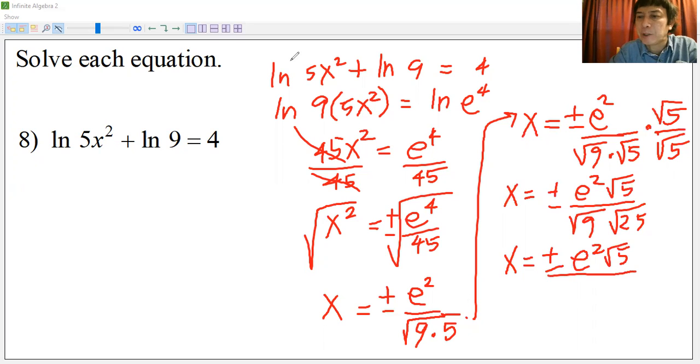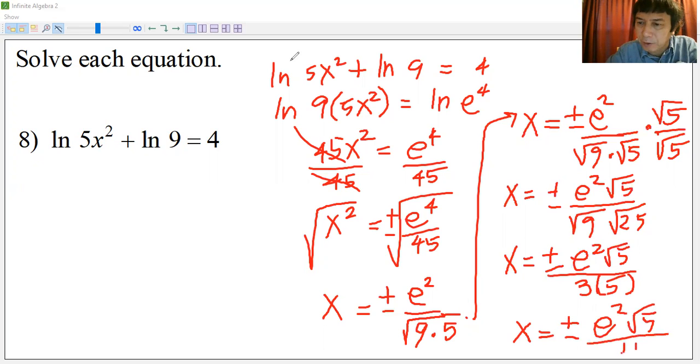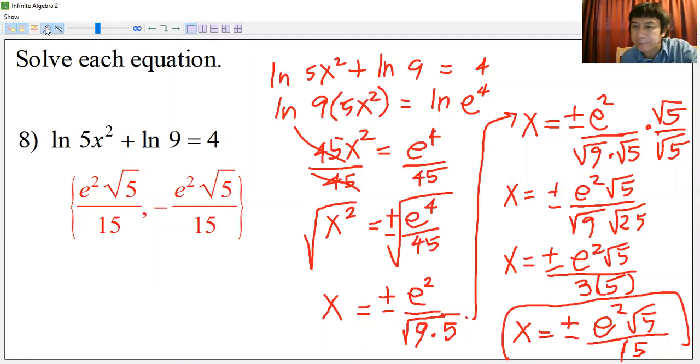The square root of 9 is 3. The square root of 25 is 5. And they are going to be multiplied so that we will have a final answer of plus or minus e squared, square root of 5 over 15. There. That should be it. That's 15, okay? So we have plus or minus e squared times square root of 5 over 15, okay? So that should be it, all right?